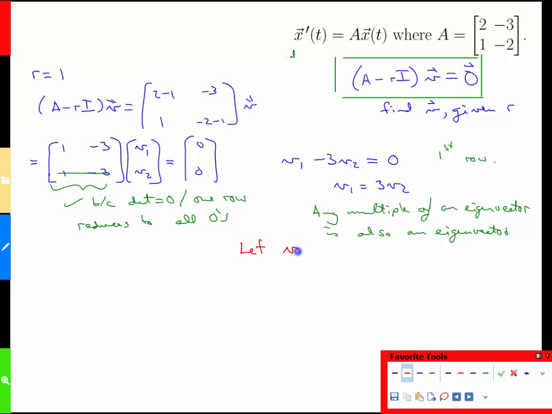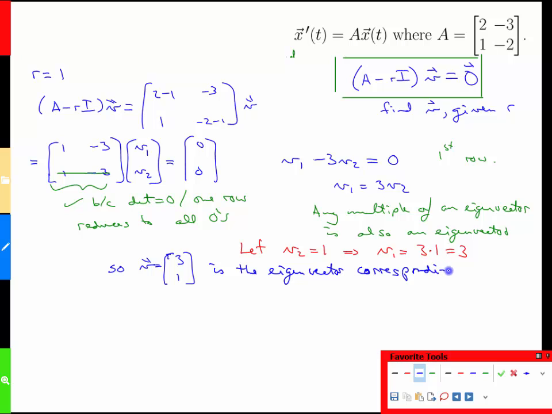So what we're going to do here is let v2 be 1. Pick a nice simple value. If we let v2 be 1, then v1 is going to equal 3 times 1, or just 3. So we're going to get a nice integer vector out of this, which is handy. And so our vector, v1 is 3, v2 is 1, is the eigenvector corresponding to r equals 1. So what we found now is a vector and value pair that lets us build one of our solutions. On the next page, we'll more efficiently move through the second eigenvalue case, which is r equals -1.